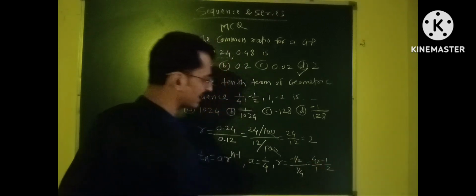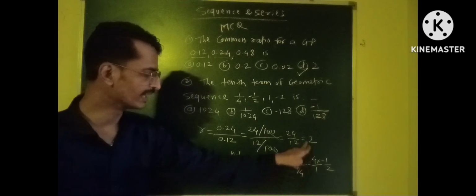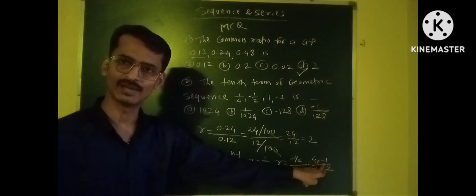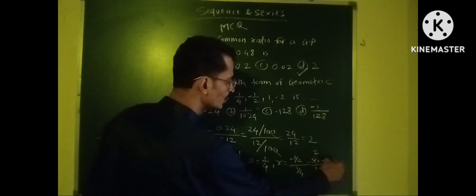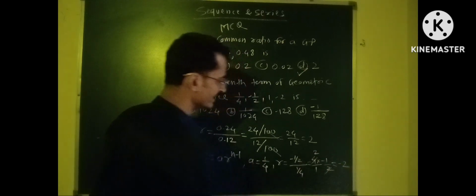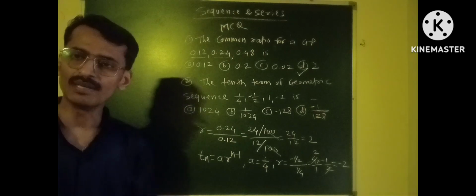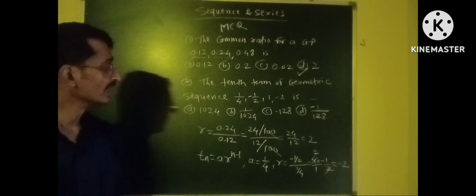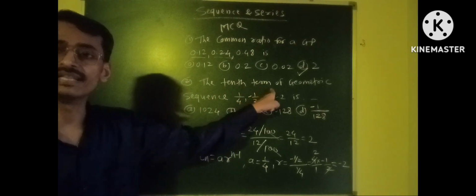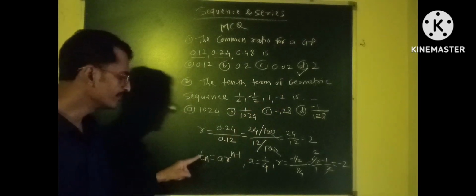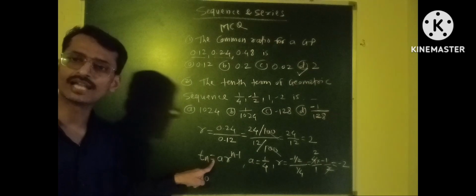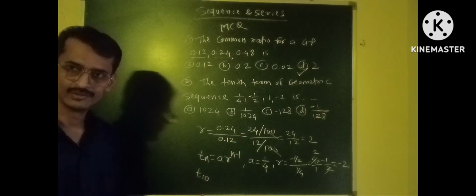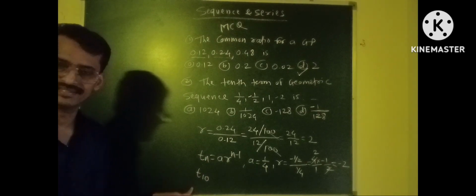4 you can write 4 by 1. Okay, 4 by 1, and this write same minus 1 by 2. So 2 2s are 4. 2 into minus 1 is minus 2. So here common ratio is minus 2. Now what is question? We want 10th term. 10th term means we want T10. That means here put n is equal to 10 to find the 10th term T10.